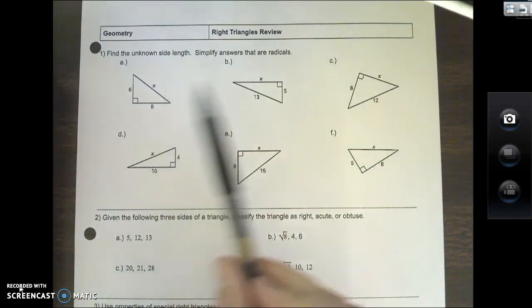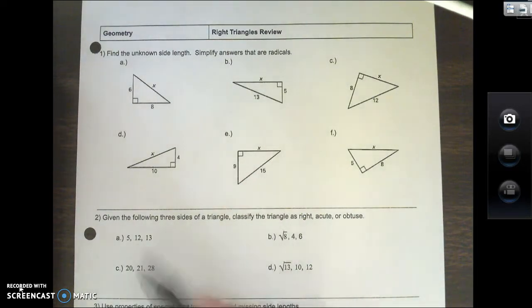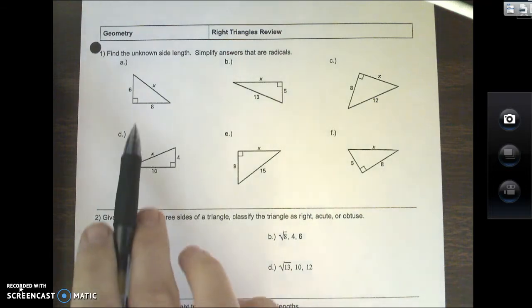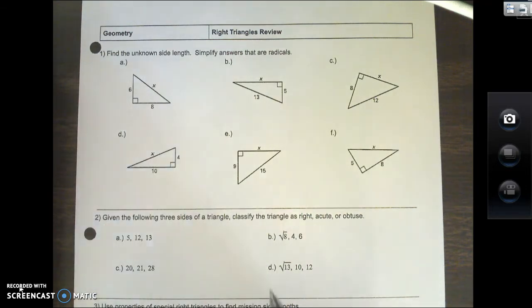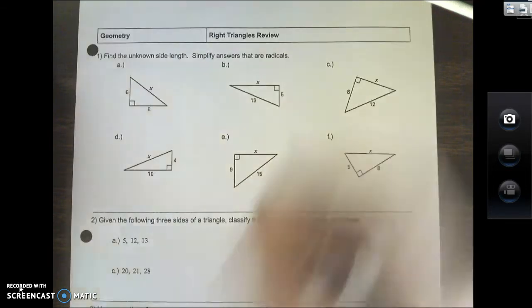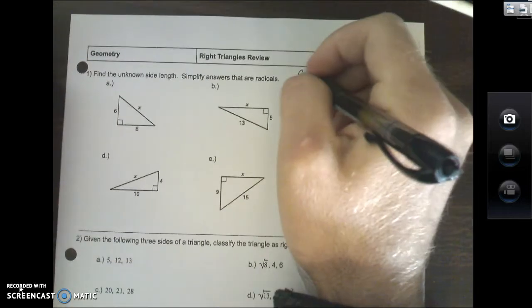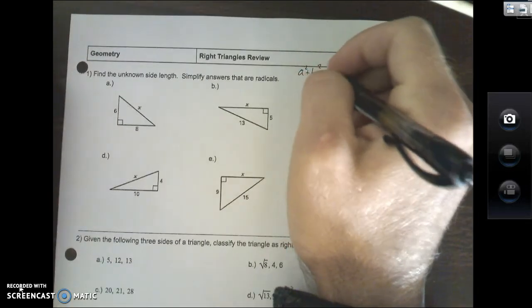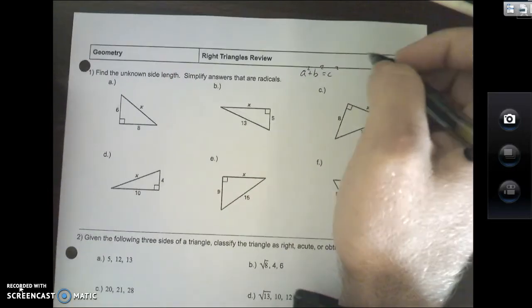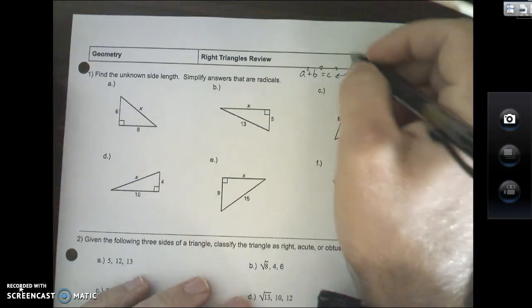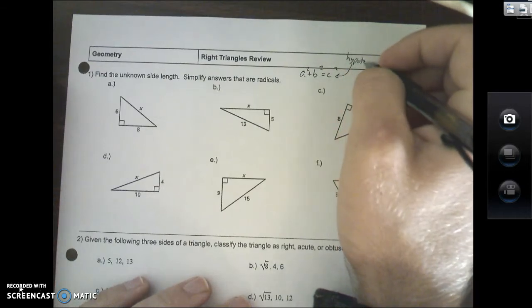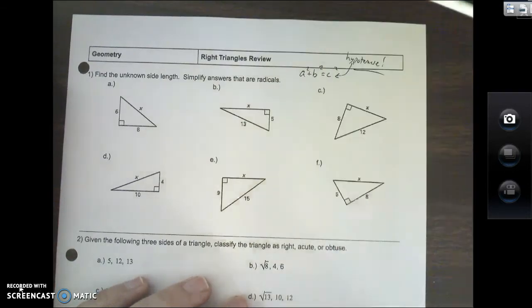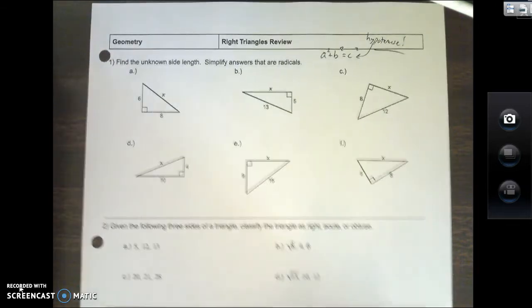Find the unknown side lengths, simplify answers that are radicals. So, if you are ever given two sides of a right triangle, you know you can rely on good old Pythagorean theorem. A squared plus b squared equals c squared. The important thing to make note of is that c must be your hypotenuse. Please keep that in the back of your mind at all times.